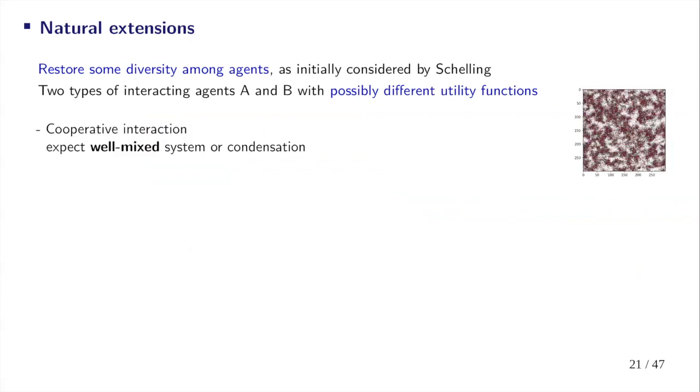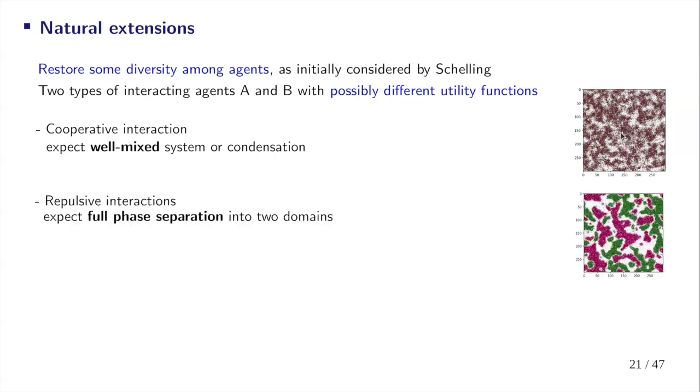So you might have a cooperative interaction. So it all depends on the utility of each agent and the utility with respect to one another and the local perceived density of others. If you have cooperative interactions, here you expect a well-mixed system. So here they basically overlap, or they basically co-locate. Every time there is a pink agent, there is a green agent. If you put repulsive interactions, you expect a full phase separation, okay, naturally.